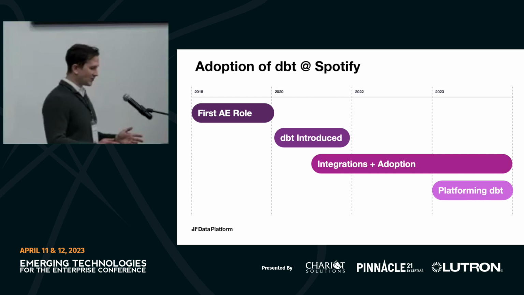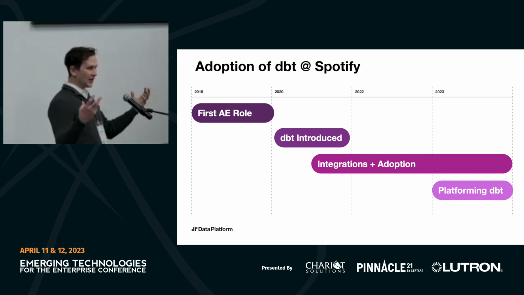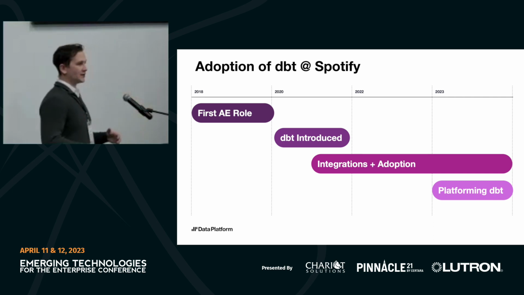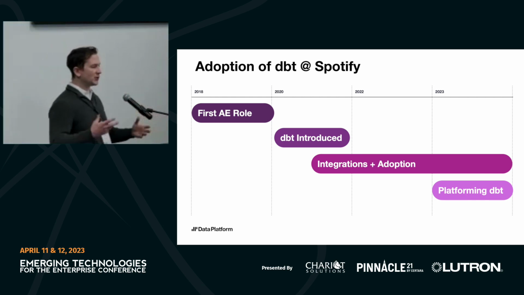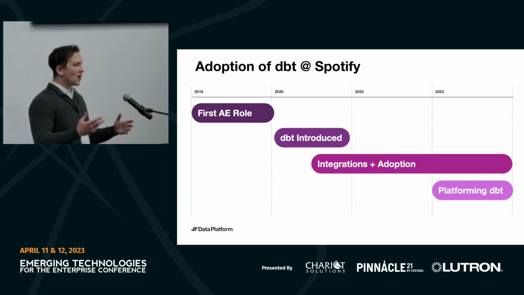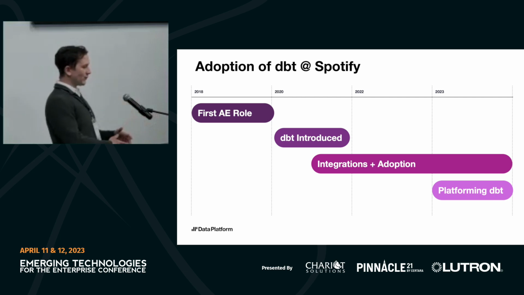So the adoption of DBT at Spotify was, I think, sparked in 2018 when the first AE role came about. The first AE was a senior data scientist who was this chimera of data science and data engineering skills. And they were like, you're not doing just data science, but you're not doing Scala pipelines and streaming. You're this cooler third thing. So they created the first AE role for them.